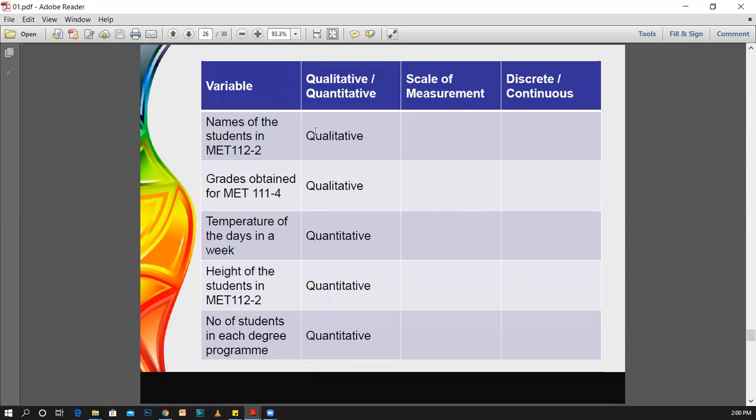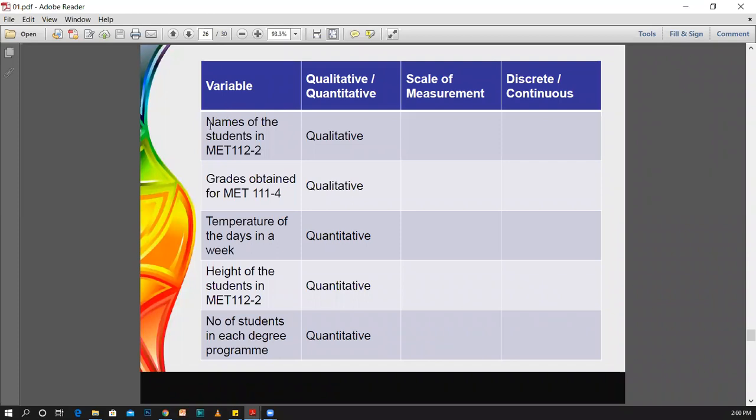For the first one, qualitative. Second one, qualitative, since grades are letter grades. Temperature, numerically quantitative. Height, numerically quantitative. Number of students, numeric value, again it is quantitative. Now we will see what the appropriate scales of measurement are for this data.